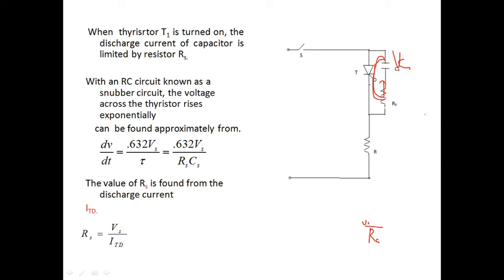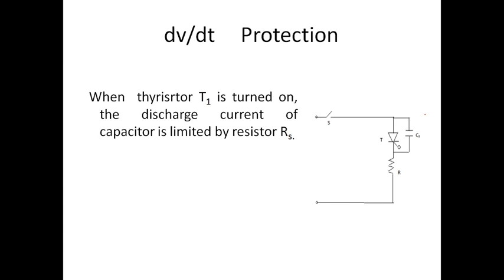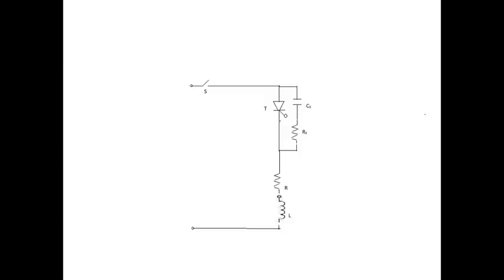This circuit we call a snubber circuit: connecting a capacitor across the SCR, along with this R. I already told you why we are using R. This is just to save the SCR from the discharging current, so to reduce the discharging current.